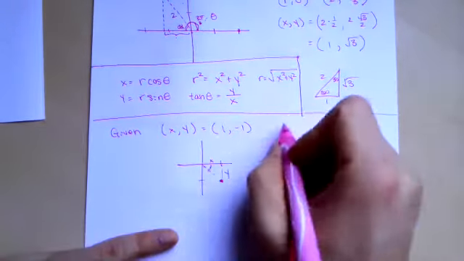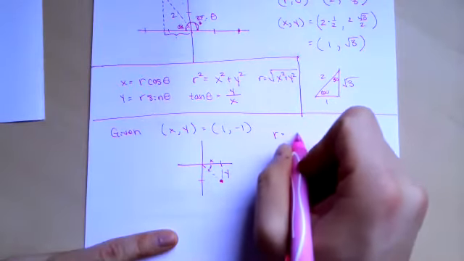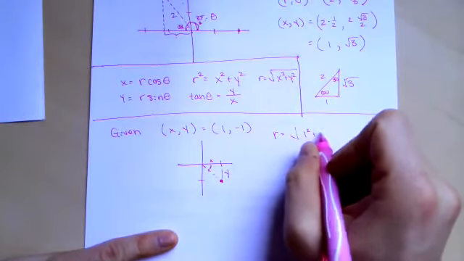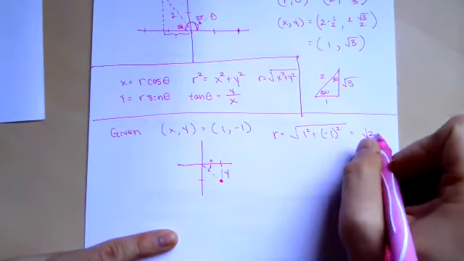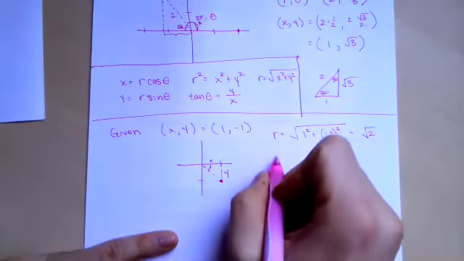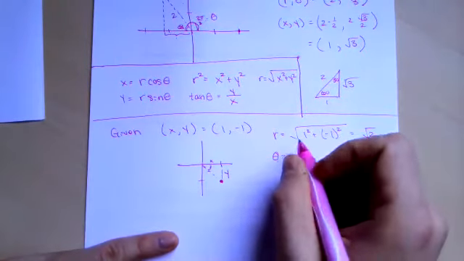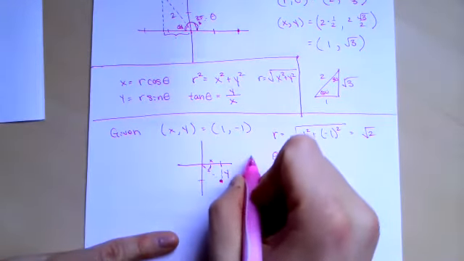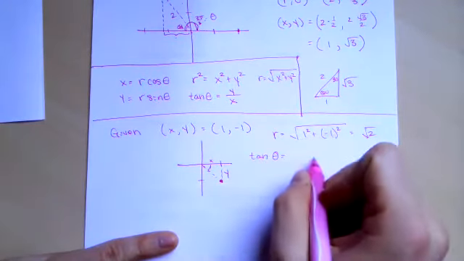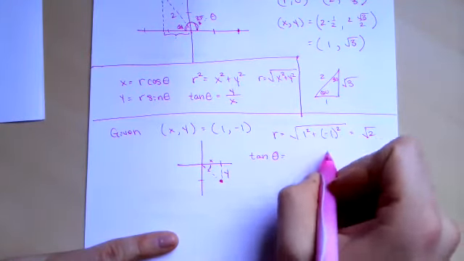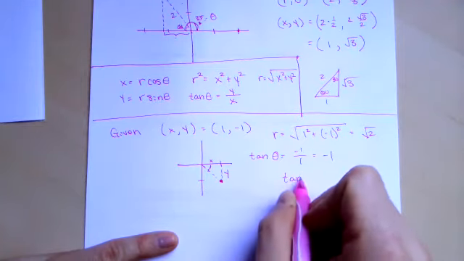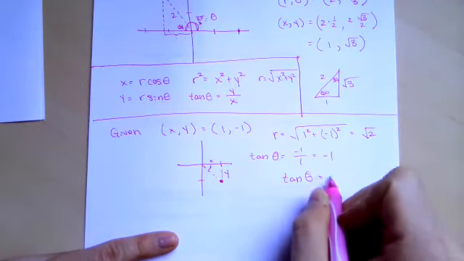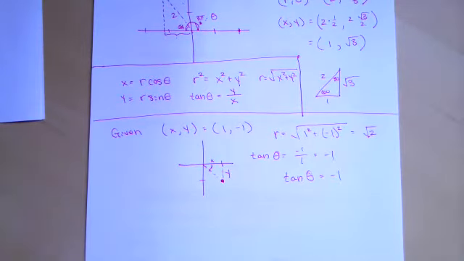So what is our radius here? We can just compute. r is going to be the square root of 1 squared plus negative 1 squared. So square root of 2. And what is our theta? I know that we have this equation: tangent of theta is y over x. So it'll give me minus 1 over 1, which is minus 1. And we need to know when tangent of theta is negative 1.